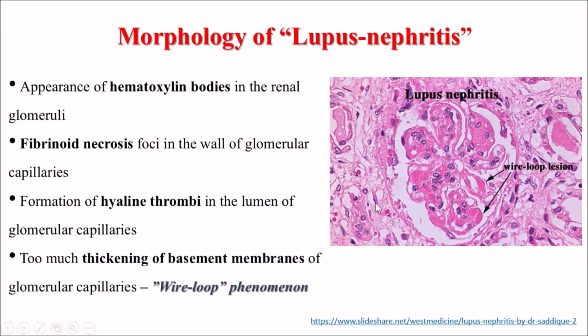As we said, when the kidney is affected during lupus erythematosus, we call it lupus nephritis. Here we can find the hematoxylin bodies in the renal glomeruli. Fibrinoid necrosis is very clearly seen in this slide of the renal glomerulus. The formation of hyaline thrombi is possible in this disease, and we see the wire loop phenomenon. Why do we call it such? Because the basement membrane of the capillaries is thickened during lupus nephritis.